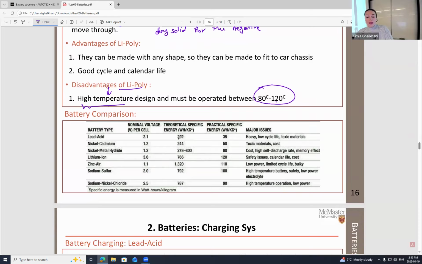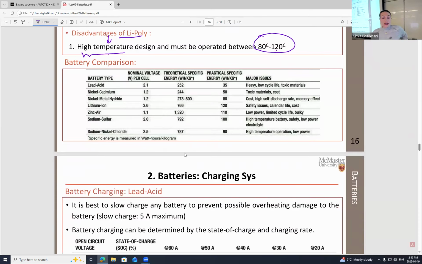One thing which is important for you to learn. Remember, I said most of the battery characteristics are given by the manufacturer, either as a separate data sheet, or maybe as a label stuck to the battery. So look at here, for example, this is the battery type for lead acid. Lead acid has a nominal voltage of 2.1.